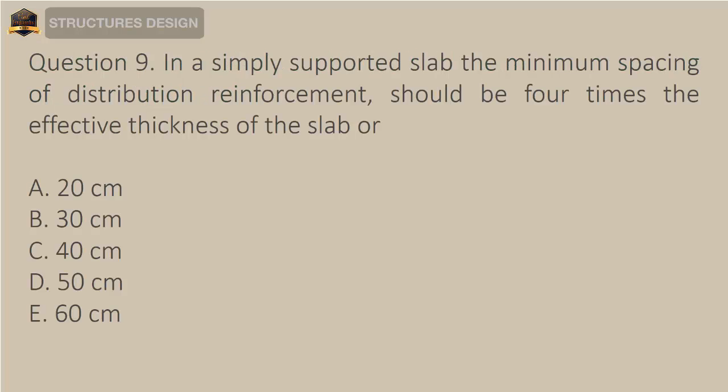Question 9. In a simply supported slab, the minimum spacing of distribution reinforcement should be 4 times the effective thickness of the slab or: A, 20 cm; B, 30 cm; C, 40 cm; D, 50 cm; E, 60 cm. The correct answer is option C.